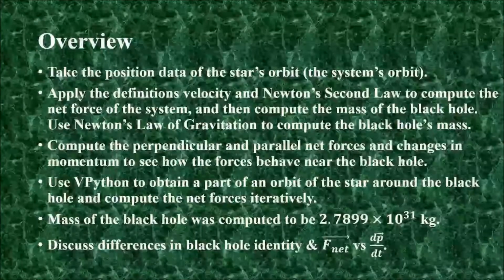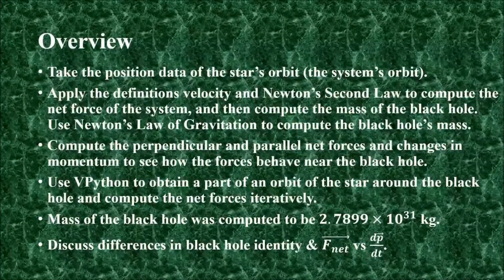Hello, and welcome to my Lab 3 video report, where I will calculate the mass of a black hole given the position and mass data of a star orbiting it, as well as the black hole's position. The idea is to take the position data of the star's orbit and apply the definition of velocity and Newton's second law in order to compute the net force that the black hole has on the system, which is the star. With the net force and the distance calculated, the data is used with Newton's law of universal gravitation to compute the mass of the black hole.